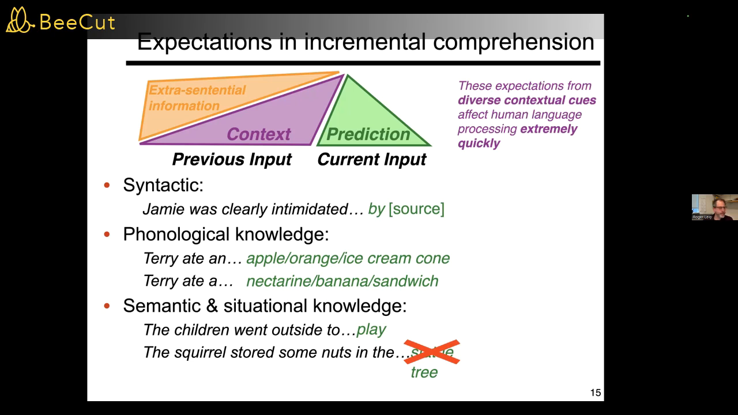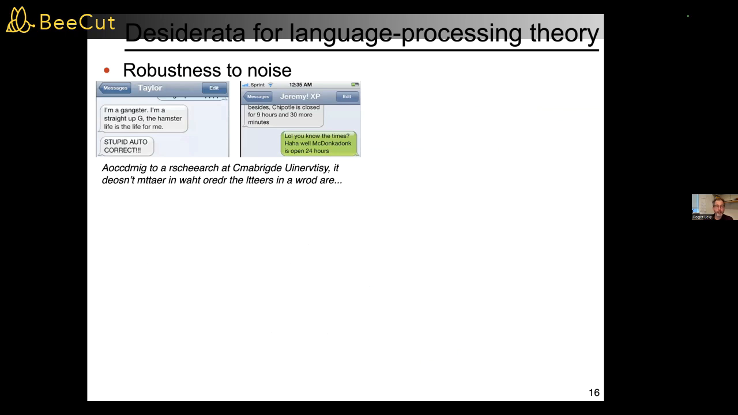So these expectations from diverse contextual cues affect human language processing extremely quickly. And this sets up desiderata for a theory of language processing. Language processing is robust to noise. So famously, for example, you can have cases where you have a passage where almost every word has its letters scrambled, but you can read it nevertheless. It's remarkable because we're robust to errors and mistakes and omissions in the linguistic input. We have mechanisms for that.